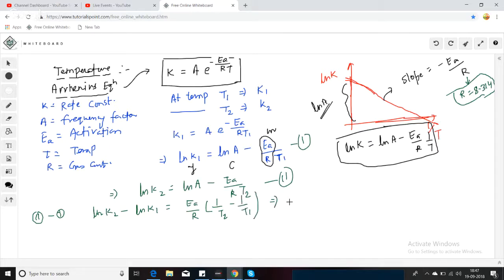So shouldn't it be the other way around? 1 by T1 minus 1 by T2. 2 minus 1 we have done, no? Yeah. ln K2 minus ln K1, minus we'll write here. Chalo, ठीक है.